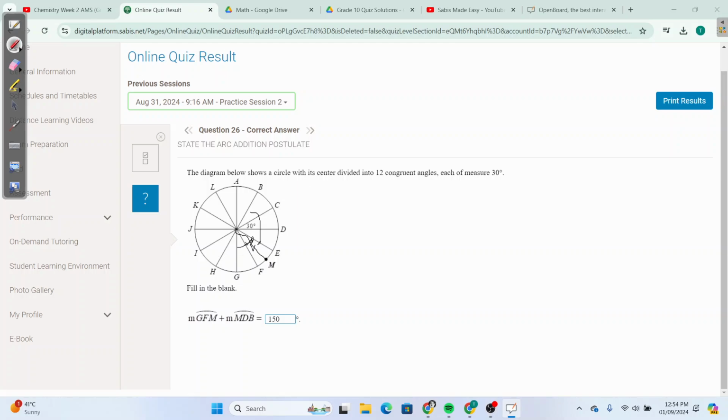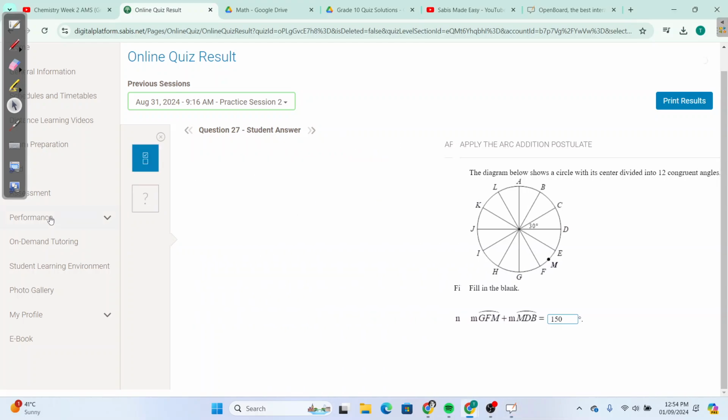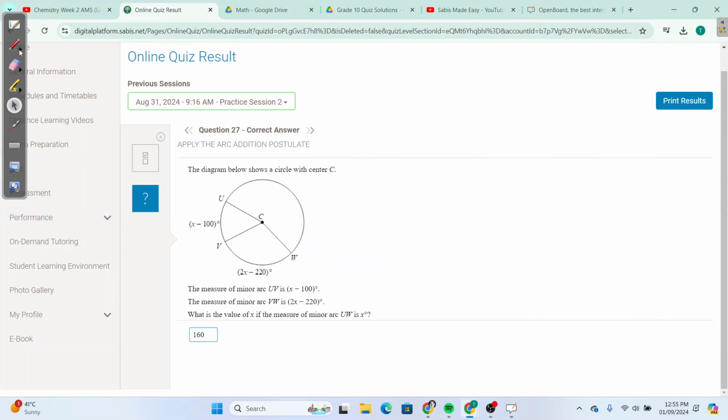So 30 plus 15 plus 15, so 45 plus 15, then plus 30 plus 30 plus 30. Now you could do plus 30 plus 30 plus 30 mentally, which would be 90. So it would be 45 plus 15 plus 90. So now moving on to the next question, which should be similar to the other one. Okay, now this one encompasses.